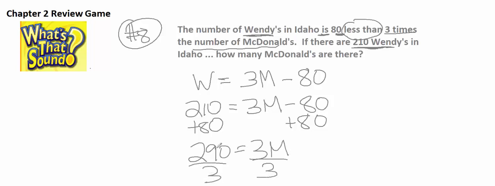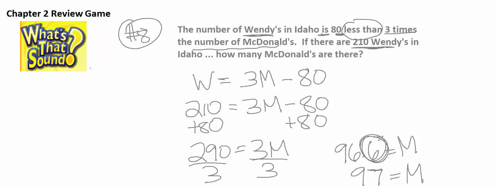And it looks like I made this problem up on the spot. It might not come out evenly. It looks like I get 96.6 McDonald's. I'm going to go round it up. 97 McDonald's. They must be building one, right? And so the answer is 97 if we round it up.